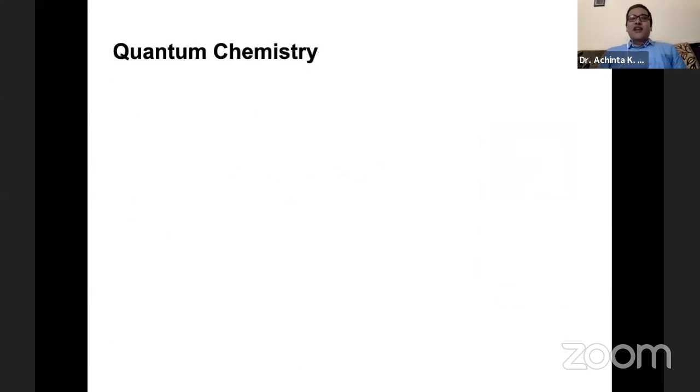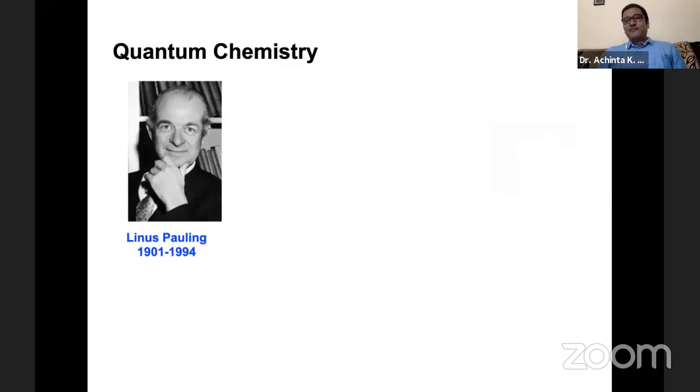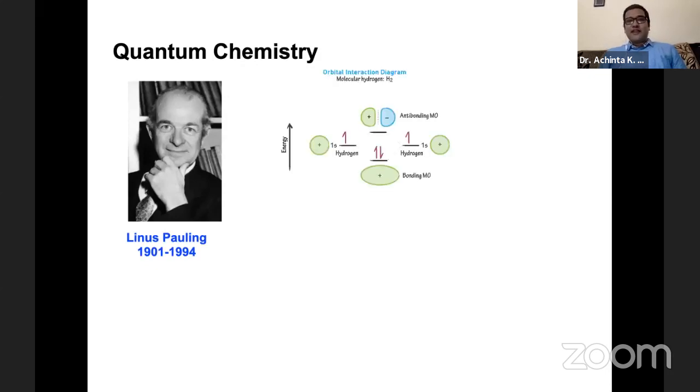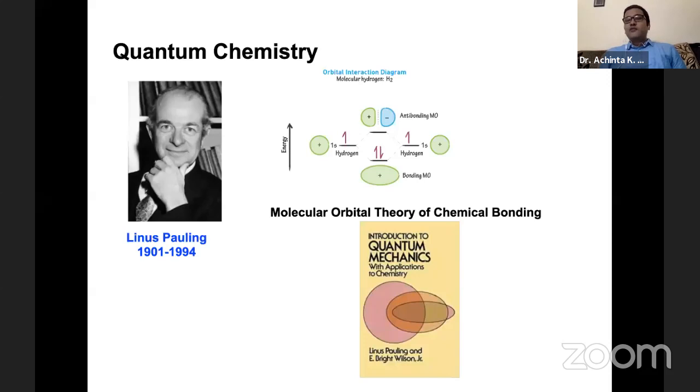Quantum chemistry actually started with Linus Pauling, the great man who won the Nobel Prize twice, one for chemistry and one for peace. He is very famous. He worked on many things, even on biological systems, but his pioneering contribution is the molecular orbital theory. And to me, his more interesting contribution is that he wrote the first book on quantum chemistry, Introduction to Quantum Mechanics with Applications to Chemistry. If you search online, you can still find that book. This is the first book of quantum chemistry to start with.